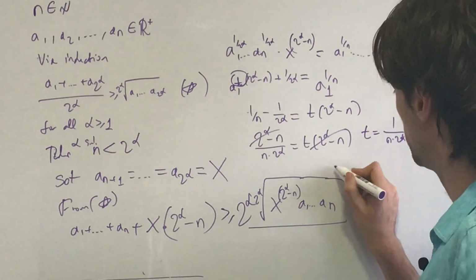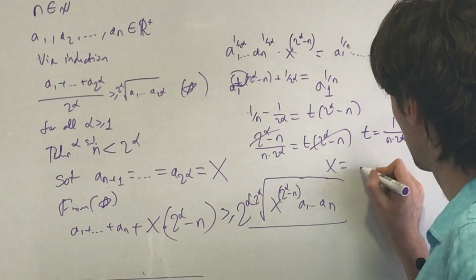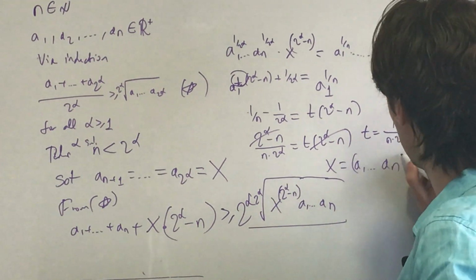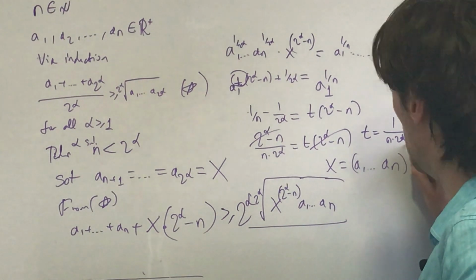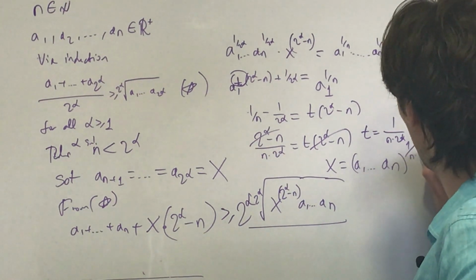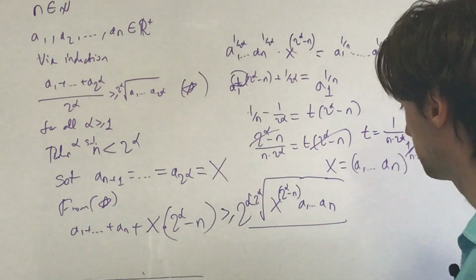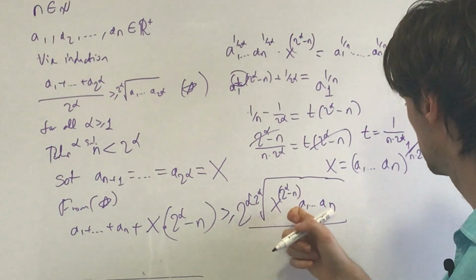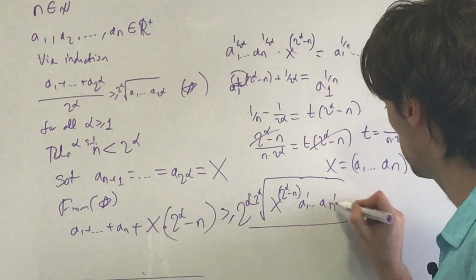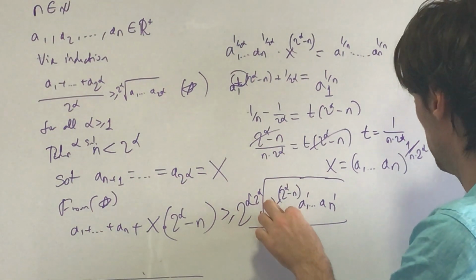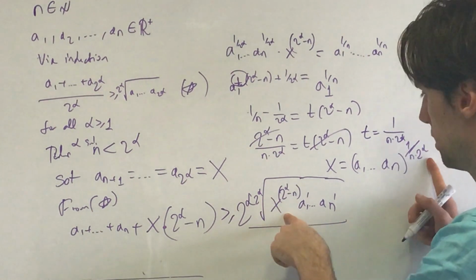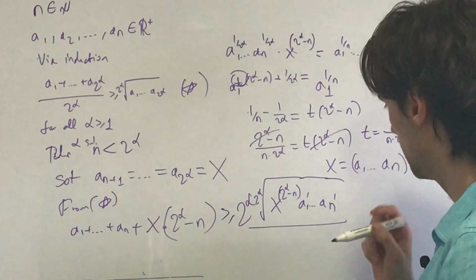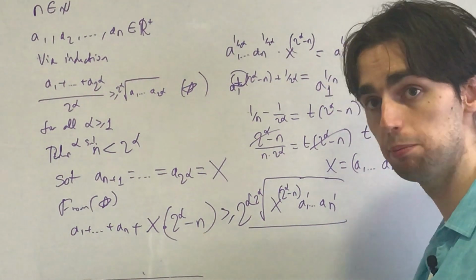x is going to be equal to a1 till an, and every single one of these to the power of what? 1 over n times 2 to the alpha. And then what will happen here is, this is going to be to the power of 1. Then we're going to have this over n times 2 to the alpha plus n times 2 to the alpha. And let's see actually what happens when we do this.